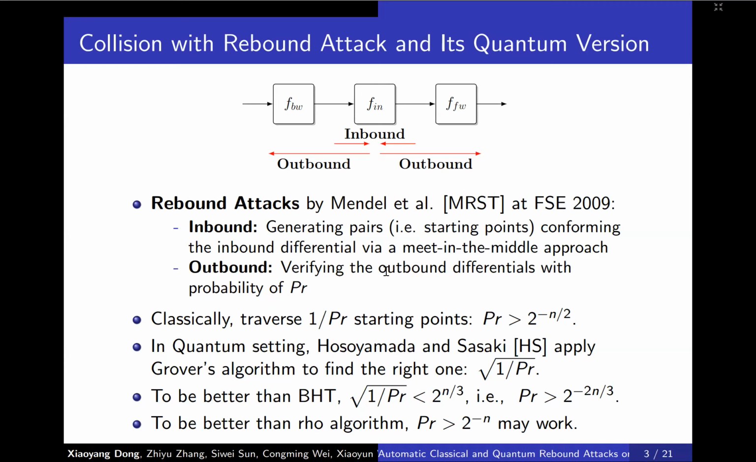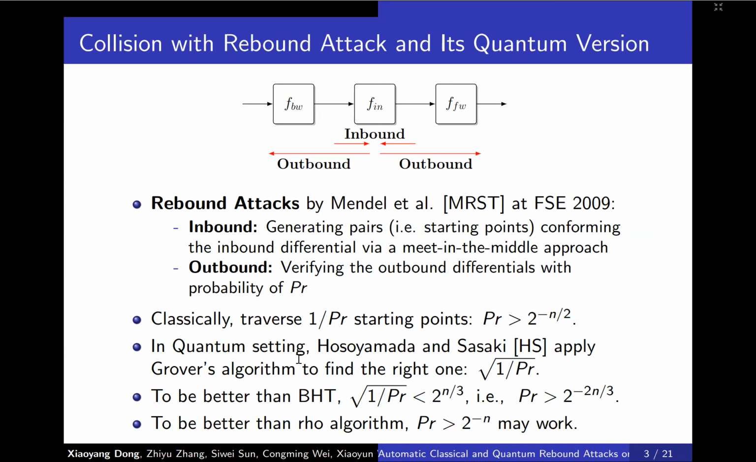to see if it meets the outbound differential. The outbound differential probability is PR. Then in the classical setting, we need at least 1 divided by PR starting points to find a good pair. So PR has to be larger than 2^(-n/2).